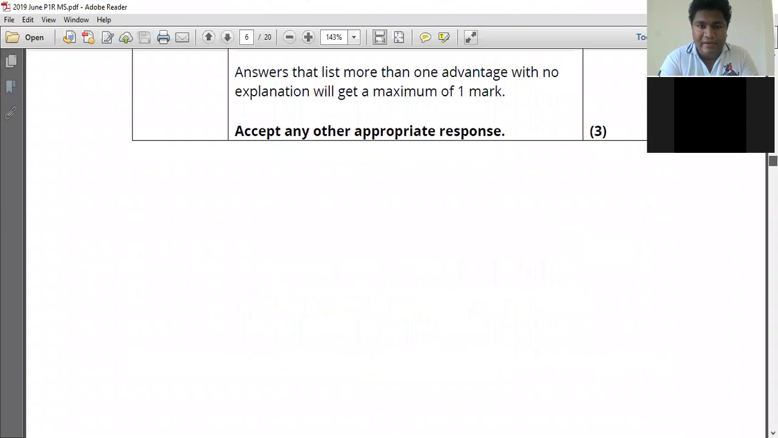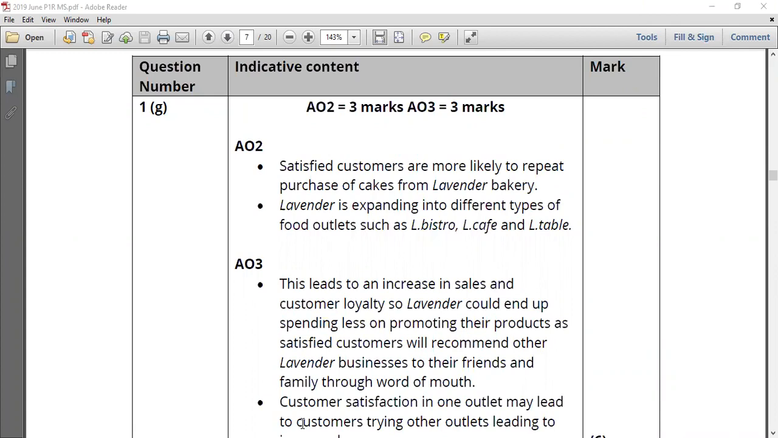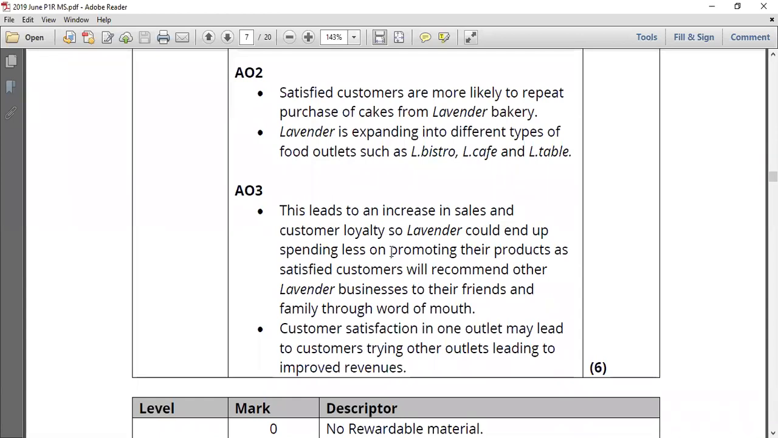You can see in this case study, Lavender. AO2 says satisfied customers are more likely to repeat purchase cakes from Lavender Bakery. And Lavender is expanding into different types of food outlets such as El Bistro, El Cafe and El Table. So repeat purchase, look at the point regarding AO2. This leads to increased sales and customer loyalty. So Lavender would end up spending less on promoting their products, as satisfied customers will recommend Lavender to their friends and family through word of mouth.